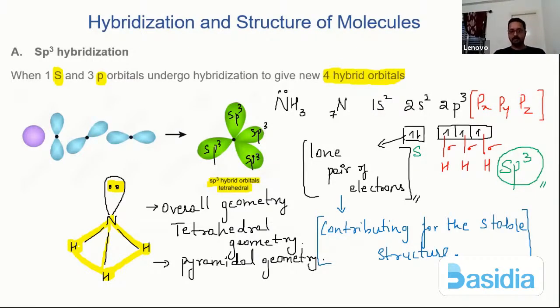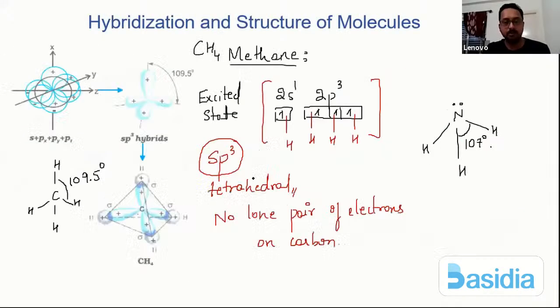So this is with respect to ammonia, and we have also spoken with respect to methane. Now there is one more sp3 structure, and which is that one more sp3 structure? That is H2O, a water molecule. So this is also an sp3 structure. Now let us try to understand how exactly this becomes sp3 and what is the bond angle.